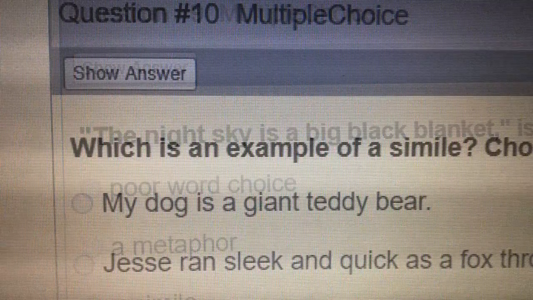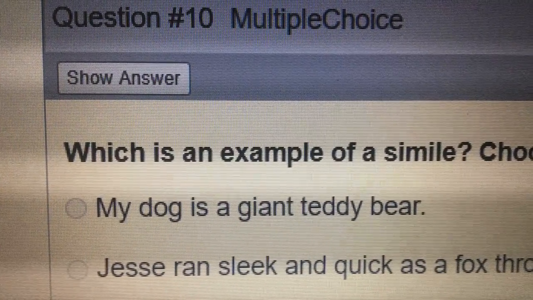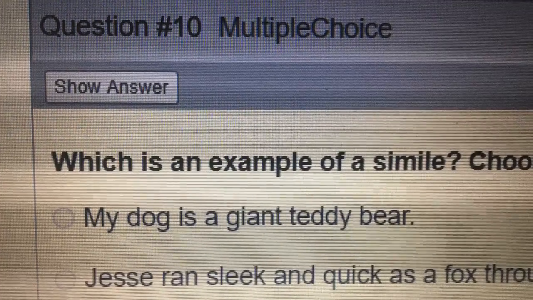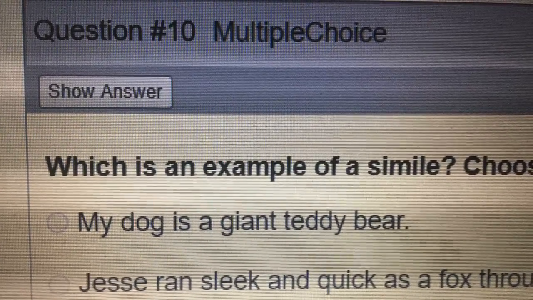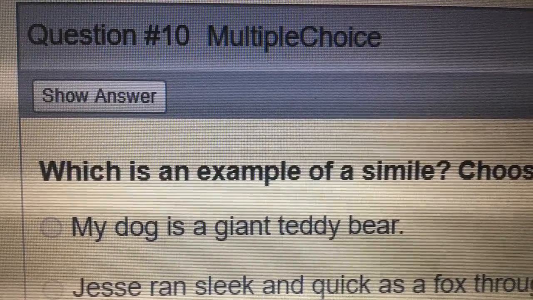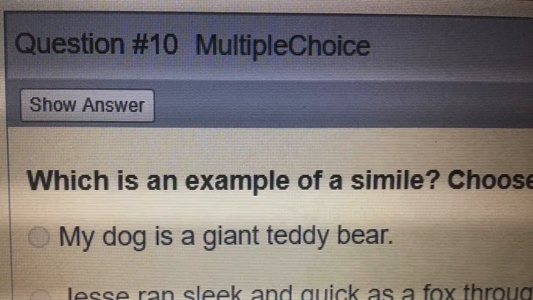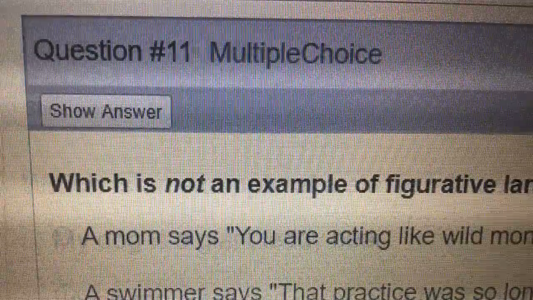Question 10. Which is an example of a simile? My dog is a giant teddy bear. Jessie ran sleek and quick as a fox through the obstacle course. The cat's eyes were emeralds shining in its face.